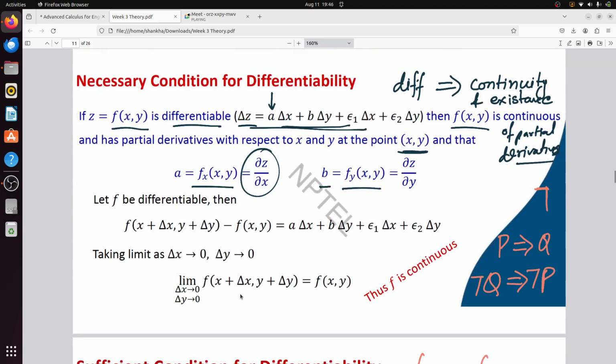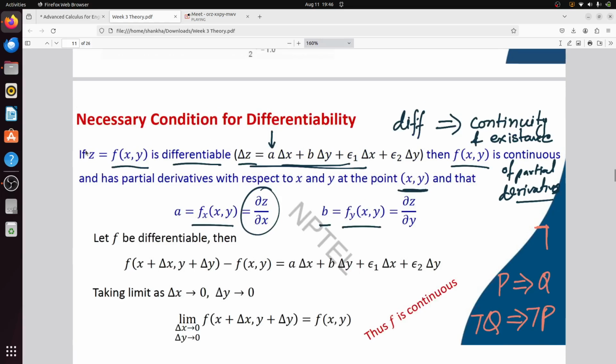Now this is the necessary condition for differentiability. Let z equal to f(x, y) be differentiable, then f(x, y) is continuous and has partial derivatives with respect to x and y at the point (x, y), and this A is nothing but the derivative del z del x and B is nothing but the derivative del z del y.